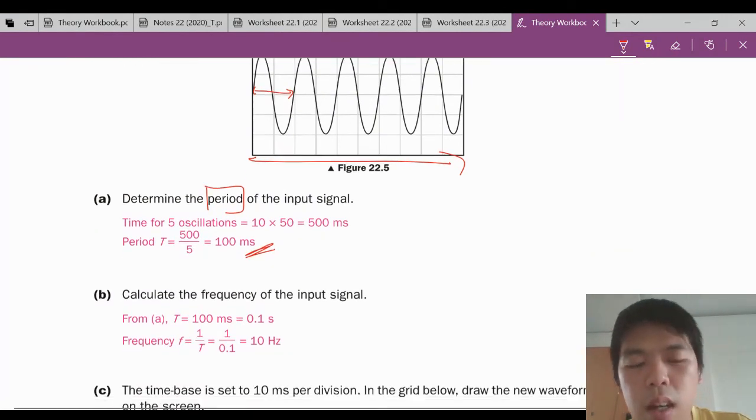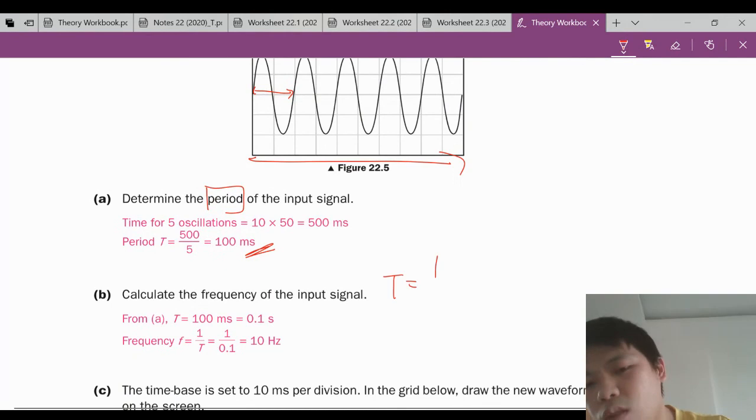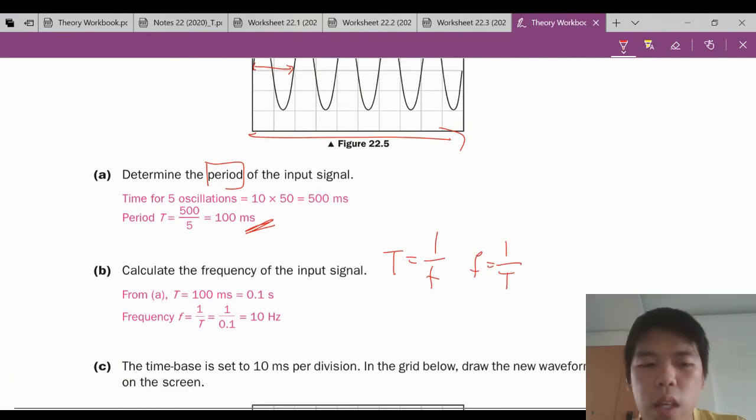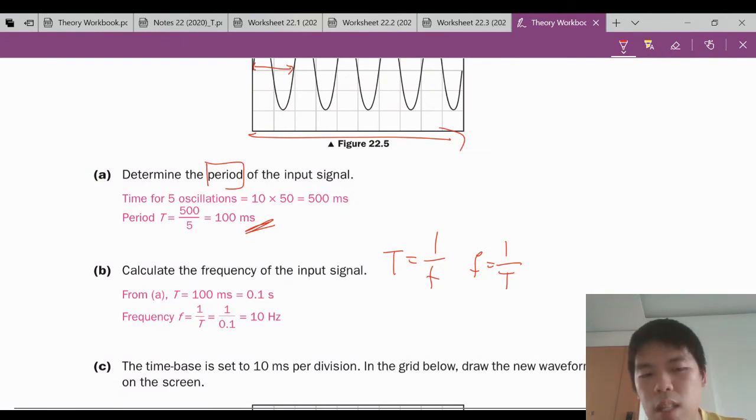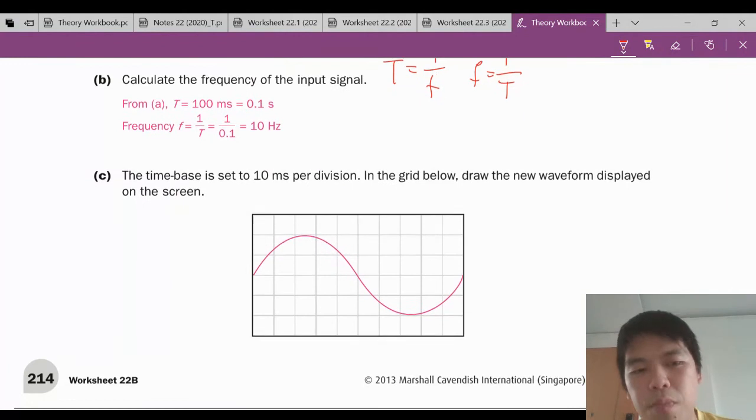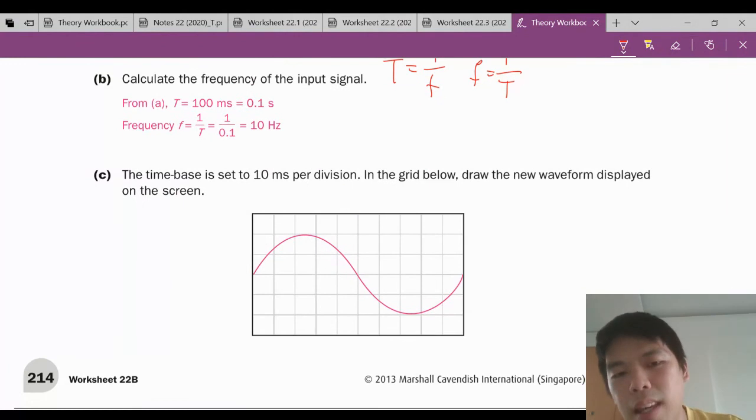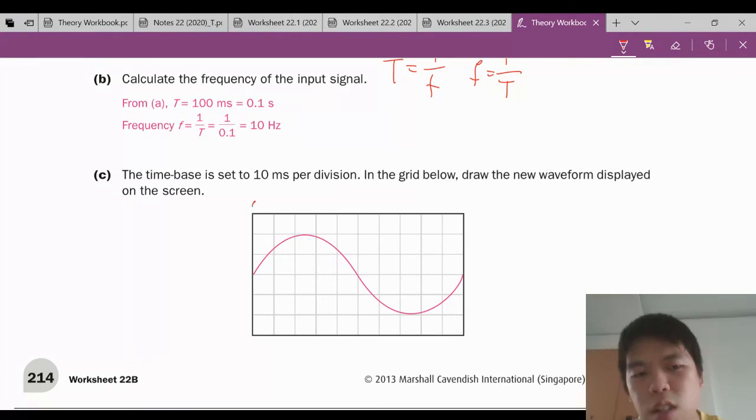Calculate the frequency. Frequency is basically T equals 1 over f, or f equals 1 over T. So if the period is 100 milliseconds, which equals 0.1 seconds, using the formula you can find that it's actually 10 hertz. Now the time base is set to 10 milliseconds per division. That means each division on the horizontal axis is 10 milliseconds.